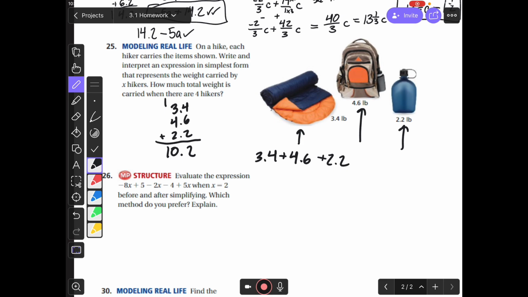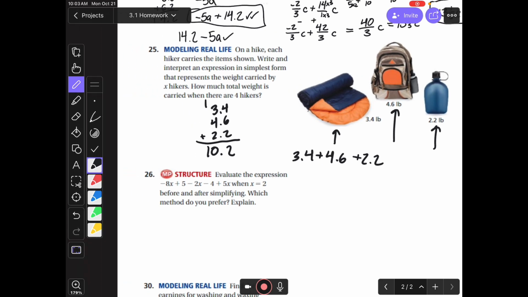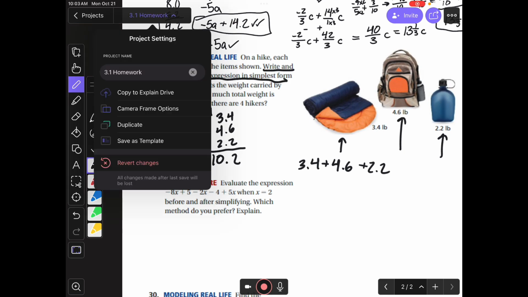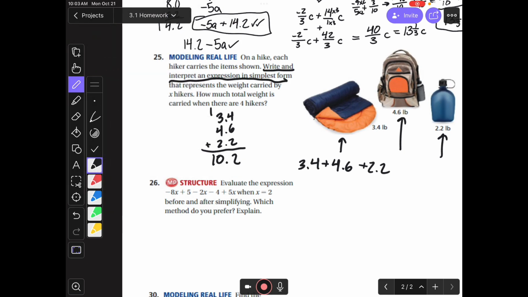If I want to say, well, what about 4? Well, if 1 hiker carries 10.2 pounds, then 4 hikers, they all carry 10.2 pounds, meaning that when we want to write this expression in simplest form, we could say that for each hiker, it's 10.2 pounds, and x hikers means we're just going to say per hiker, or times the amount of hikers.